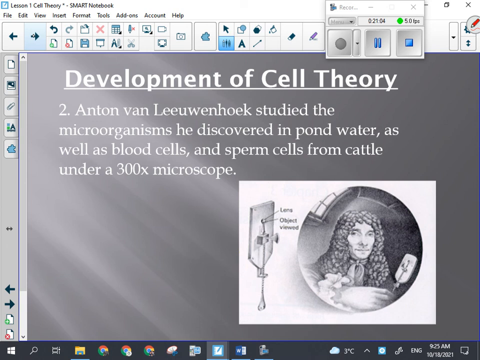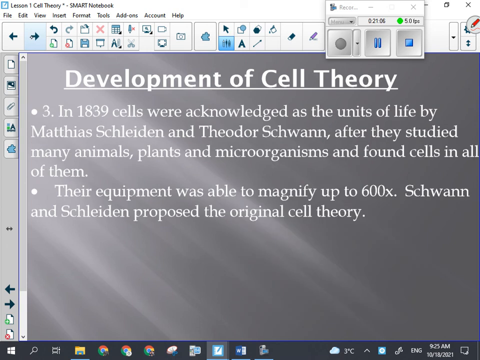All right. Now, his work led to the work of these two people, Matthias Schleiden and Theodor Schwann, two Swedish scientists, who developed the original cell theory. Anton von Leeuwenhoek had discovered that cells were in lots of places. They were in lots of organisms. Their idea was that cells are the basic unit of life. They should be present in all living organisms, and that was their hypothesis.